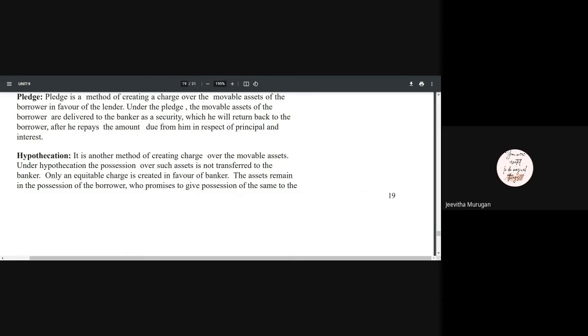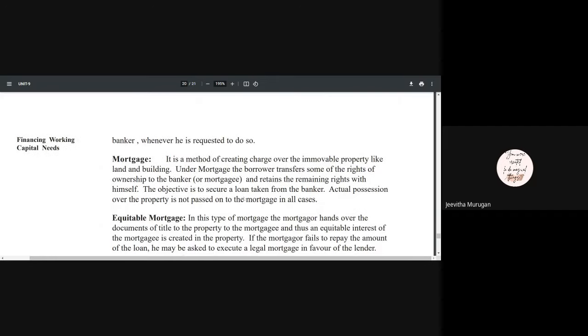Hypothecation. Hypothecation is another method of creating charge over the movable assets. Under hypothecation, the possession over such assets is not transferred to the banker. Only an equitable charge is created in favor of the banker. The assets remain in the possession of the borrower, who promises to give possession of the same to the banker whenever requested to do so.